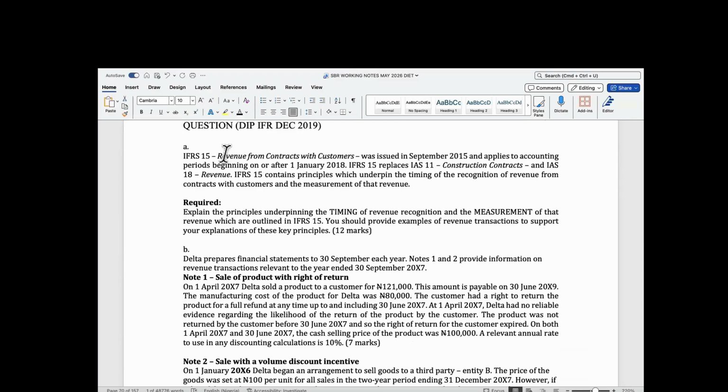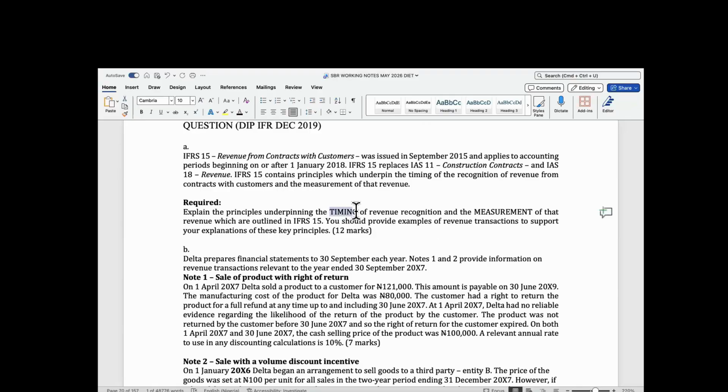Now, another one. It says IFRS 15, Revenue from Contracts with Customers, was issued in September 2015 and applies to accounting periods beginning on or after January 2018. IFRS 15 replaces IAS 11 and IAS 18. IFRS 15 contains principles which underpin the timing of the recognition of revenue from contracts with customers and the measurement of that revenue. Explain the principles outlined in IFRS 15 and provide examples.